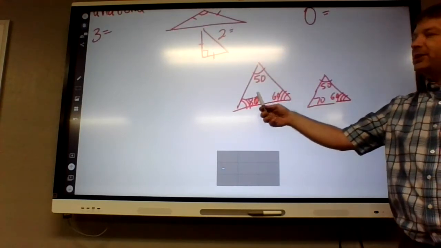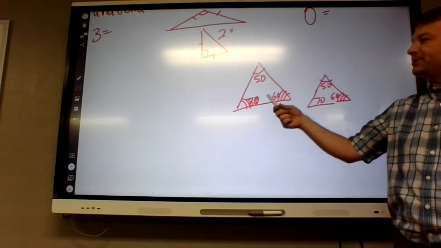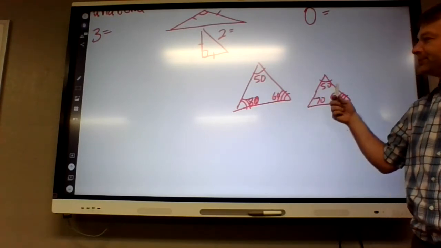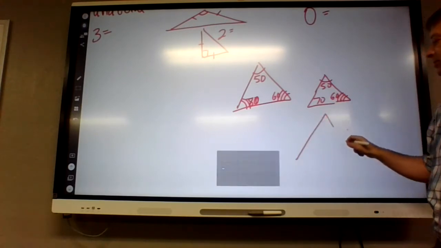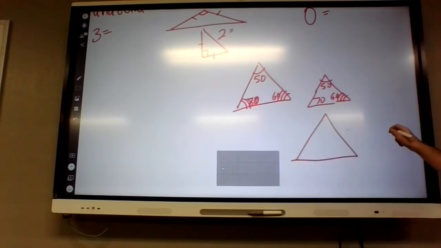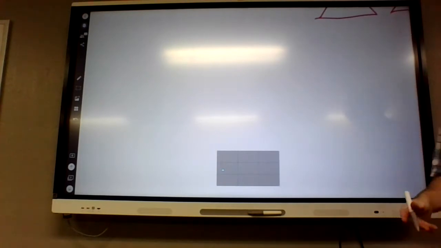By the way, this is a little bit down the road, but do you have to have the same size triangles to have the same angles? No. This is an equilateral triangle, 60-degree angles. This is an equilateral triangle, 60-degree angles. It doesn't matter the size for the angles.